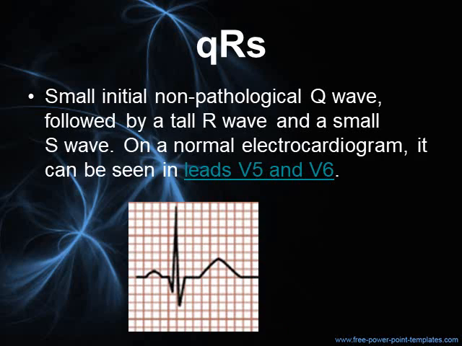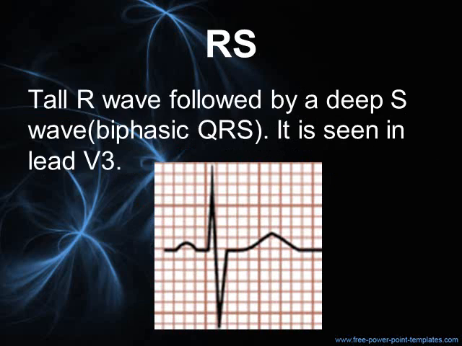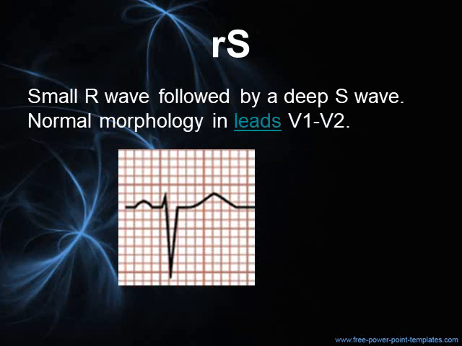Small q, capital R, small s: a small initial non-pathological Q wave followed by a tall R wave and a small s wave. On a normal ECG, it is seen in leads V5 and V6. A tall R wave followed by a deep S wave, that is a biphasic QRS complex, is seen in lead V3. A small R wave followed by a deep S wave is the normal morphology in leads V1 and V2.